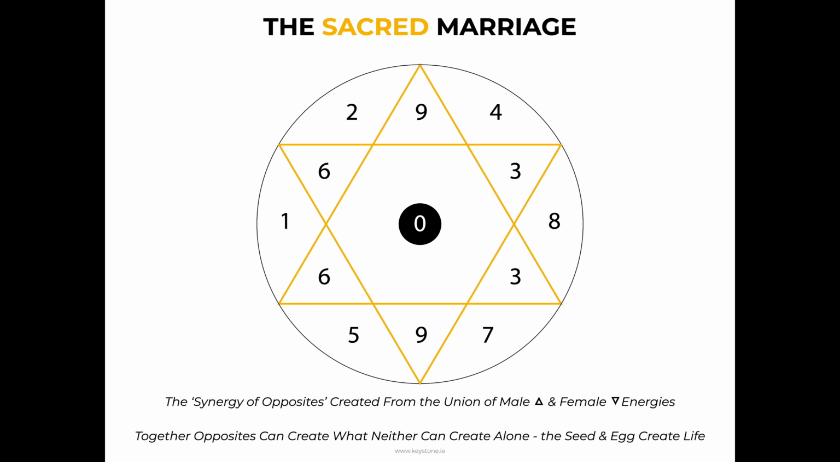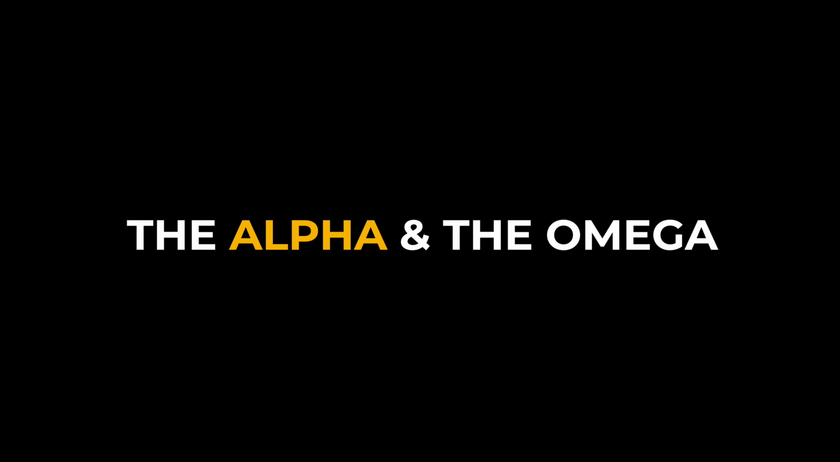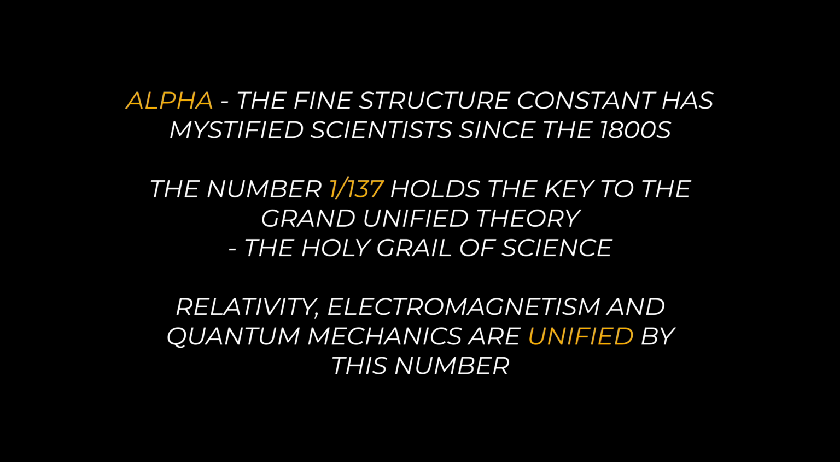The seed and the egg create life. The seed of life, the life spark. The alpha and the omega. Alpha, or the fine structure constant, has mystified scientists since the 1800s. The number 1/137 holds the key to the grand unified theory. This is known as the holy grail of science. Relativity, electromagnetism, and quantum mechanics are all unified by this number. So this number is an extremely important number and a mystical number.